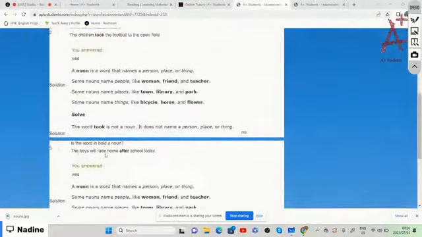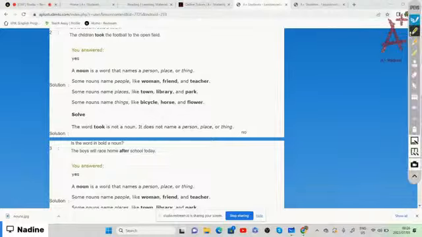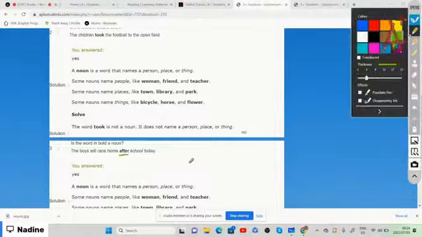The boys will race home after school today. We need to say yes or no to the word after. So is after a noun? Does it name a person, a place, or a thing? After. The boys will race home after school today. So after, is that a noun that names a person, a place, or a thing? Right? After.